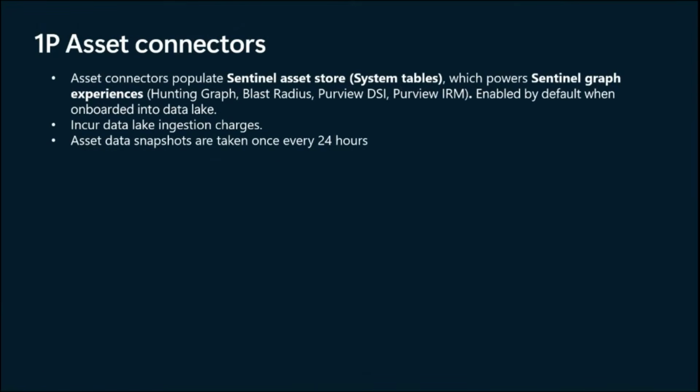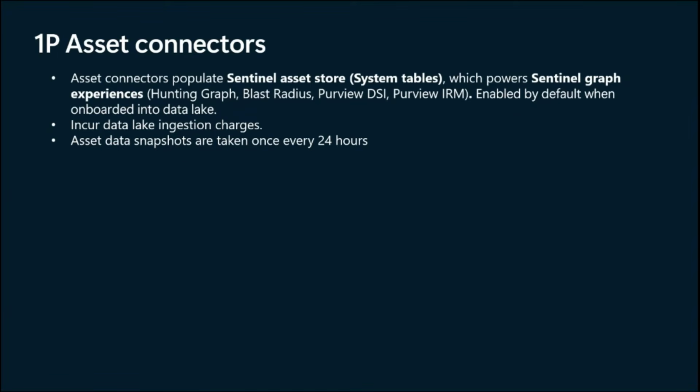Coming to 1P asset connectors, this was a new functionality which was introduced along with the Sentinel data lake. In the presentation earlier, Dave showed there is an asset store where all of these asset connectors are typically sending the data. These asset tables power a lot of the Sentinel graph experiences introduced along with the data lake, for example hunting graph, blast radius, Purview, DSI and IRM integrations, and the graphs powered inside of DSI and IRM. Typically, these are enabled by default when you enable your data lake so that you don't have to turn on the connector.